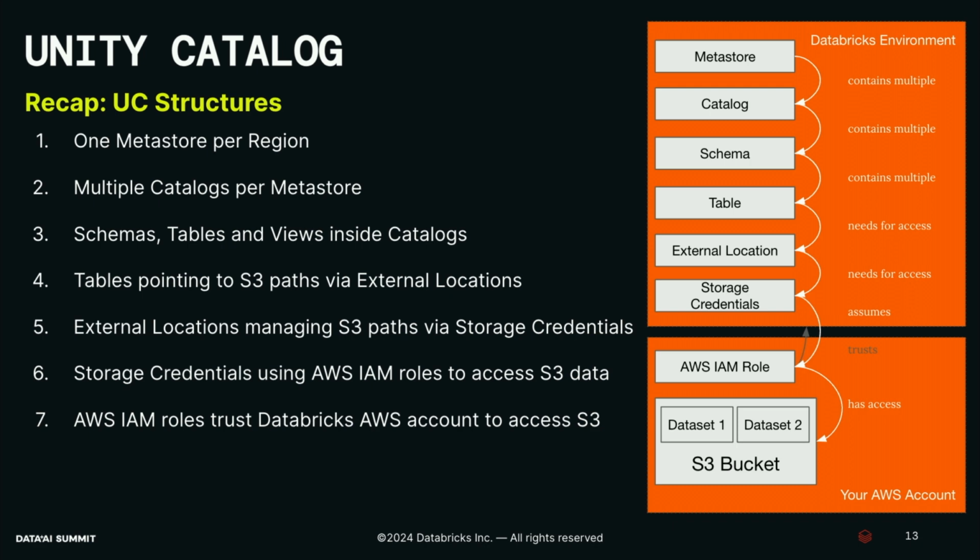And this is done via external locations. Yeah? So external locations are kind of the map through for the S3 paths. And then the external locations, or the access to external locations, is managed via storage credentials. And storage credentials are the link to the actual AWS IAM role, which gives Databricks physical access to your data. And these AWS IAM roles, they trust the AWS account from Databricks to have the access, but this is all managed behind the scenes in the appliance of Databricks.